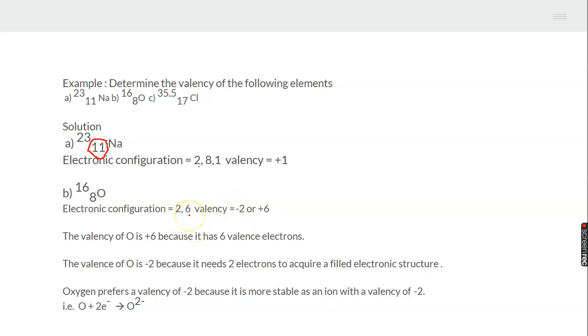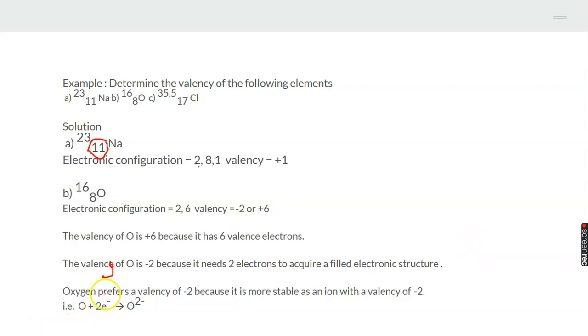So the valency of oxygen on a normal day is supposed to be +6, but it could be -2 because it needs 2 electrons to be in a stable state. So it prefers the valency of -2. The valency of oxygen is +6 because it has 6 valence electrons, okay? And the valency of oxygen is -2 because it needs 2 electrons to acquire a filled electronic configuration. I hope you understand what I just said.